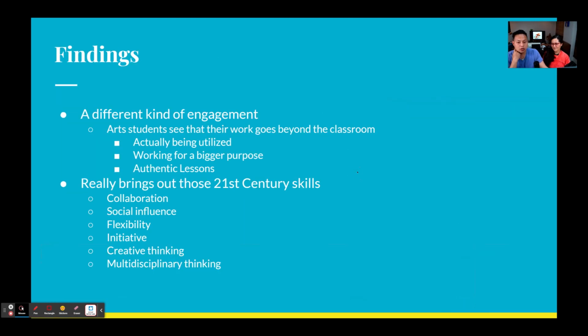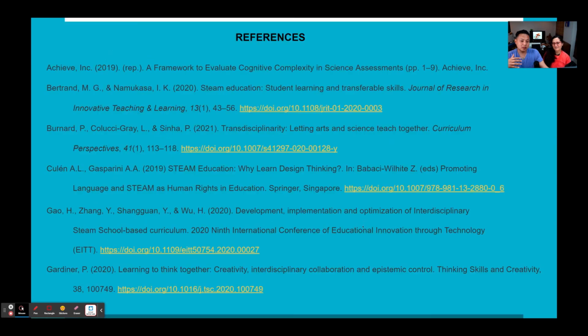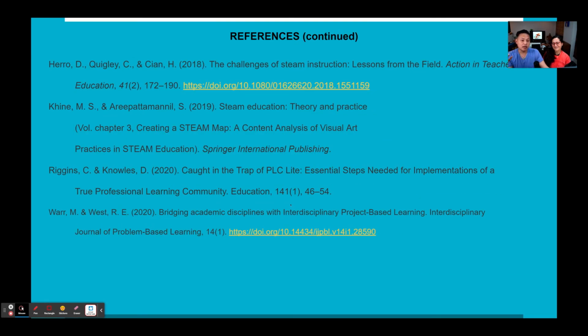So in terms of findings, I know that doing this type of interdisciplinary work with Malu, it was a very different kind of engagement for her students, because our students really got to see that their work was used beyond the classroom. It was a very authentic lesson because they had to work as paleo artists and know that their work was being utilized and that there was a purpose for it. So I thought that was really great. And some of the 21st century skills that they used were collaboration, social influence, flexibility, initiative, creative thinking, and multidisciplinary thinking. We used a lot of different references, so you can see all of that in the provided information.